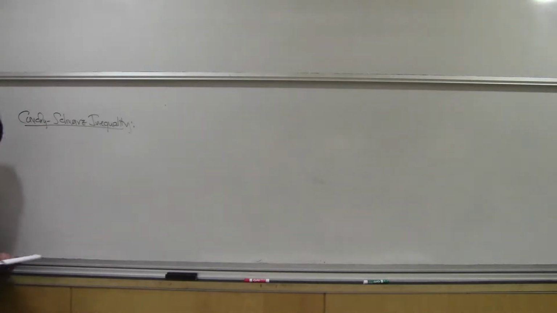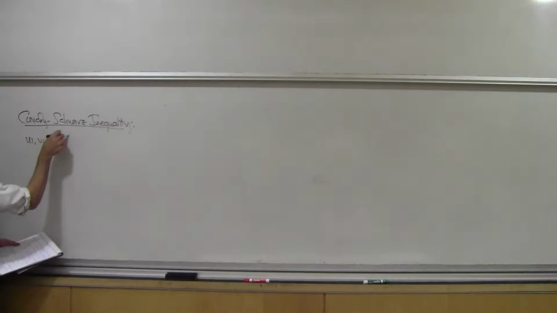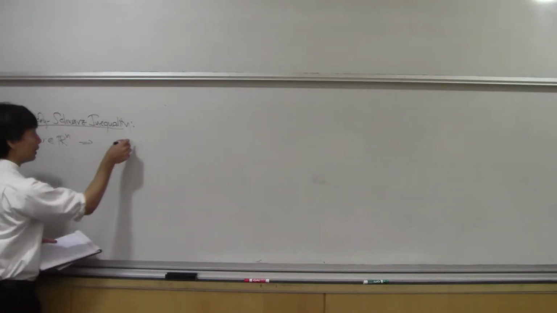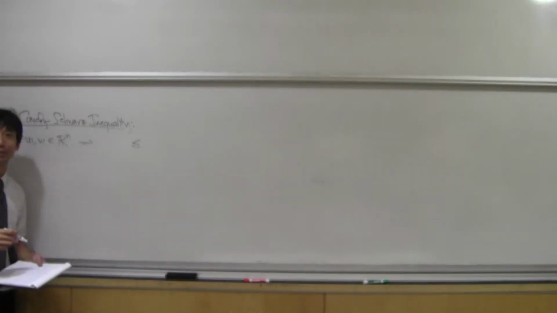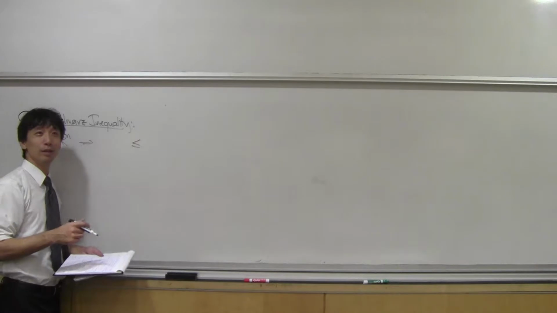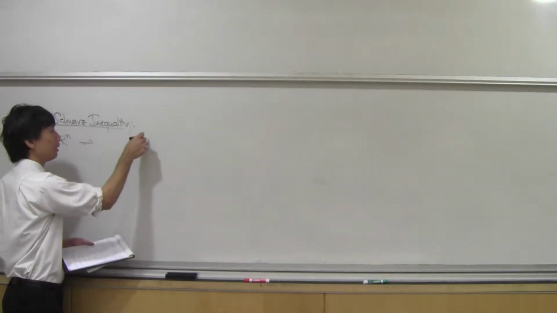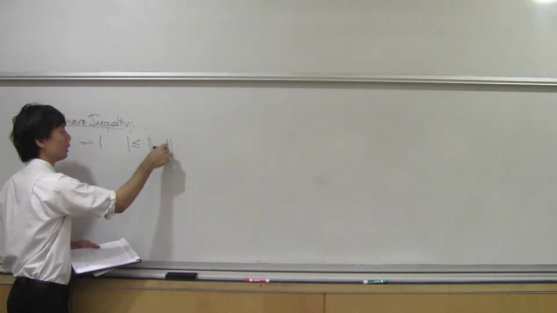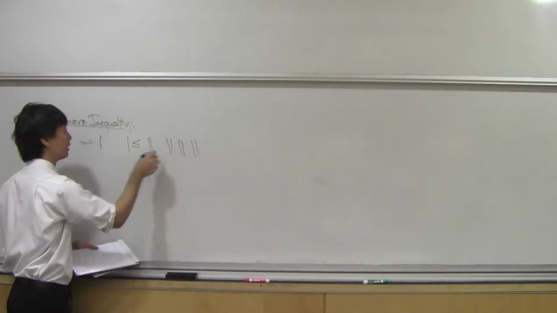Okay, Cauchy-Schwarz Inequality. Does anybody remember the Cauchy-Schwarz Inequality in Euclidean space? What does it say? You've got two vectors in Rn. Then it says something. There's an inequality involved. No, you're thinking the magnitude of. So I'm going to put in. That's what I meant.